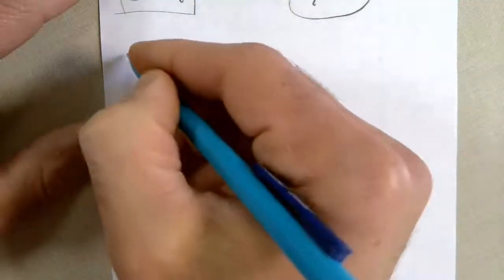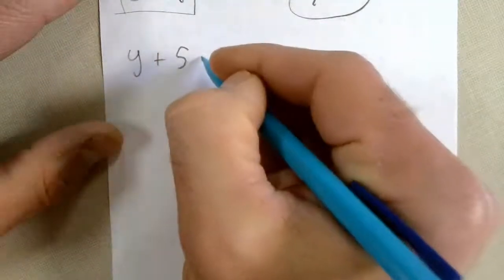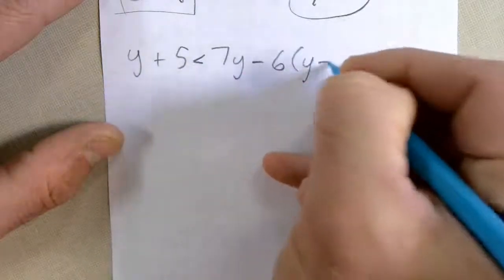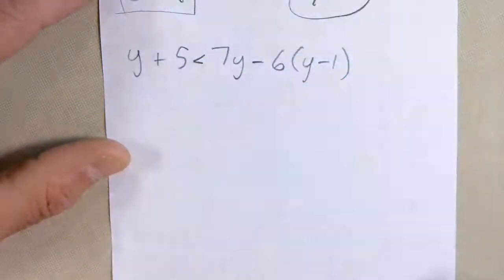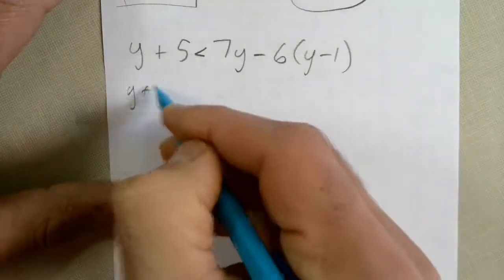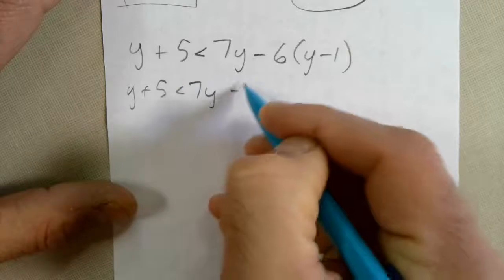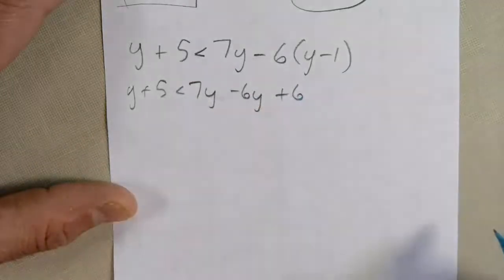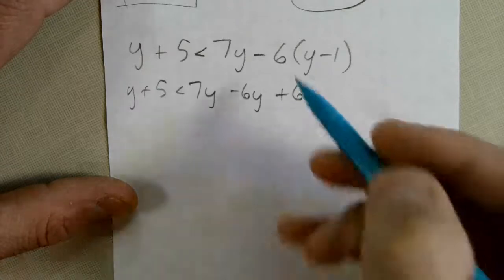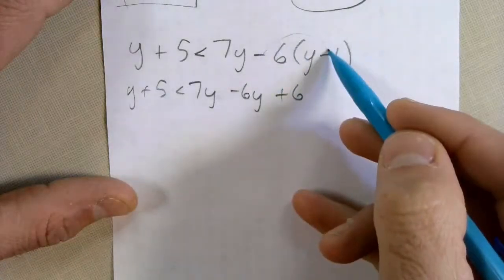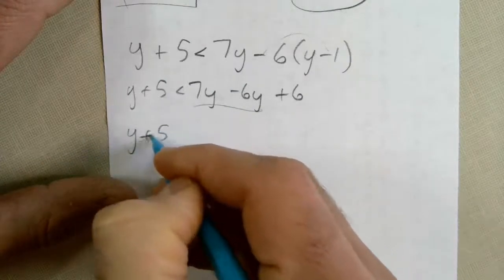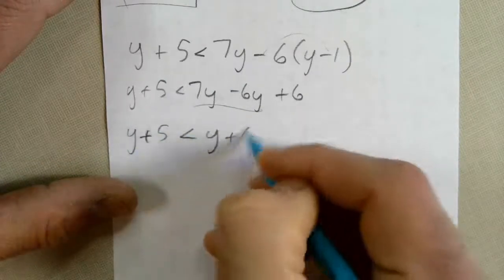Okay, another one, last one. y plus 5 is less than 7y minus 6 times y minus 1. Okay, let's solve and graph. First, get rid of the parentheses. There we go. y plus 5 is less than 7y minus 6y plus 6. Notice the minus. Combine everything I can combine. So y plus 5 is less than y plus 6.